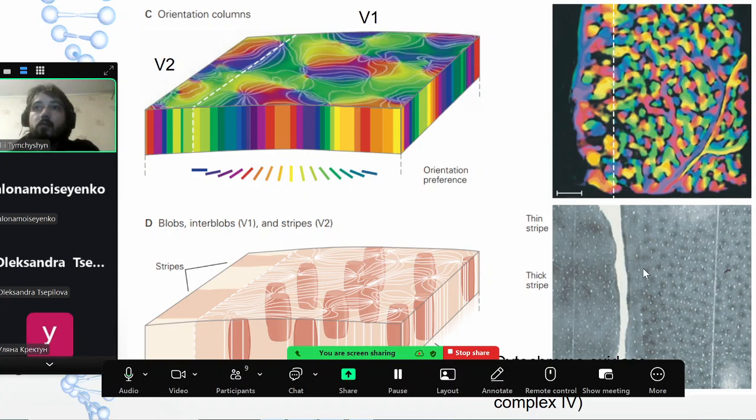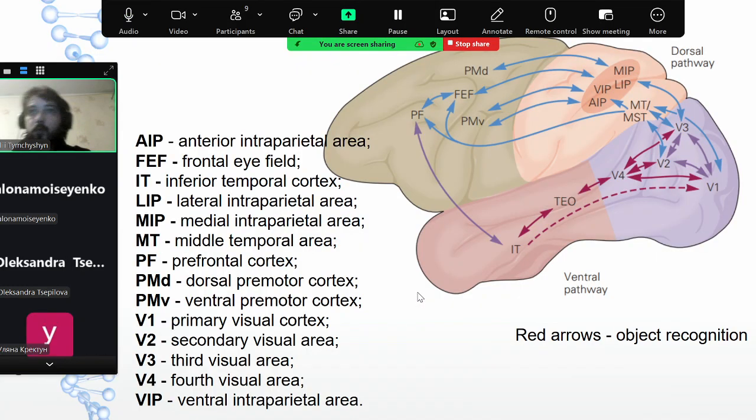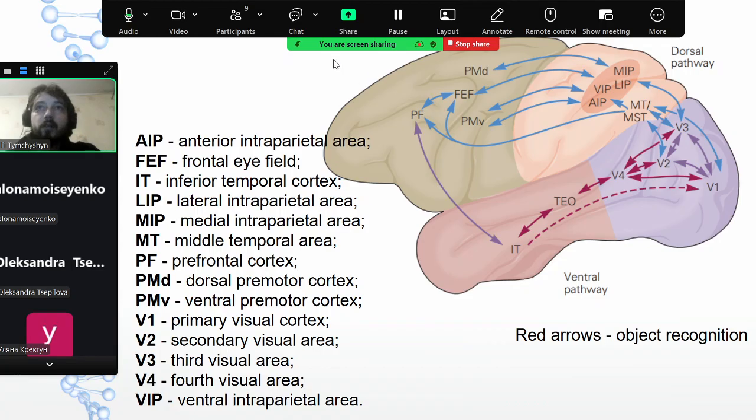So here are some micrographs, and you can see different views of what is happening there. This one shows the orientation. This one, I guess, shows the cytochrome oxidase. That's from the electron transport chain, the so-called complex 4. I hope you remember what that was. We have considered the electron transport chain. Good. And basically that's the architecture of those visual areas.